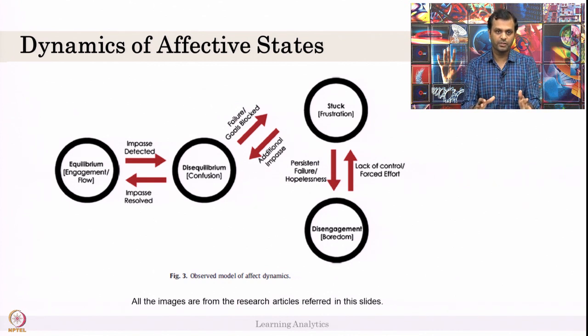And this affective state dynamics gives us more important information: if the student is in a confusion state, you need to understand why that student went to confusion, what impasse was created. If you solve that, he will go back to engagement mode, otherwise he will get stuck in frustration mode. So we have to think of what kind of feedback can be given at this particular moment. That is why this particular model is very, very important.